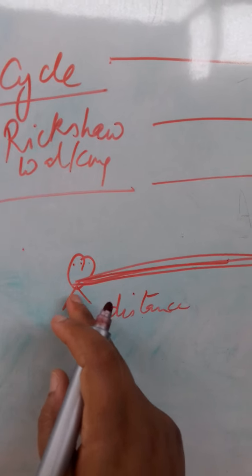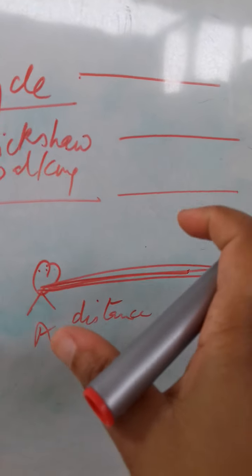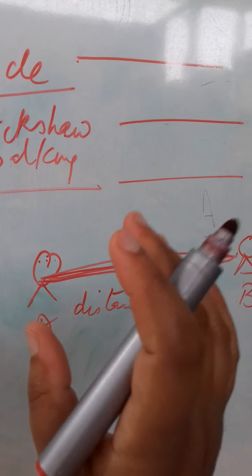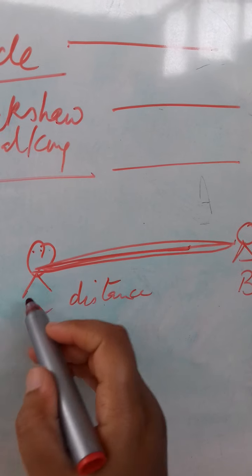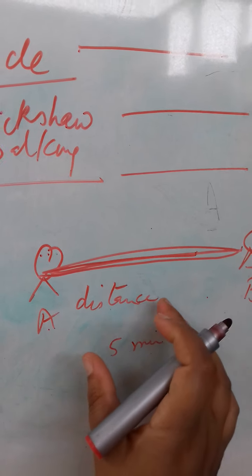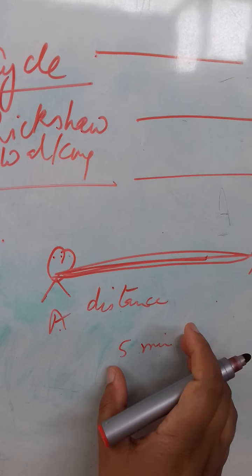And while he was covering this distance from A to B, he must have taken some time. So in certain time means in some fixed time. For example, he took 5 minutes to go from A to B. He just took 5 minutes. So he has covered some fixed distance in 5 minutes.